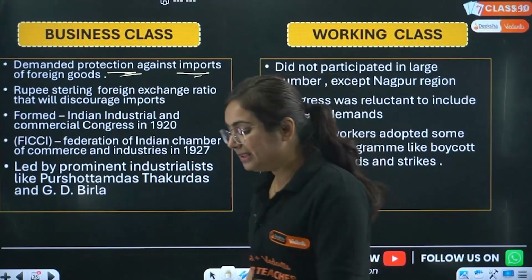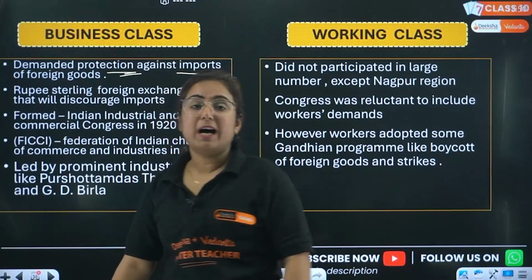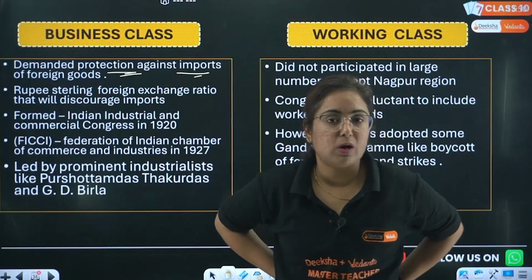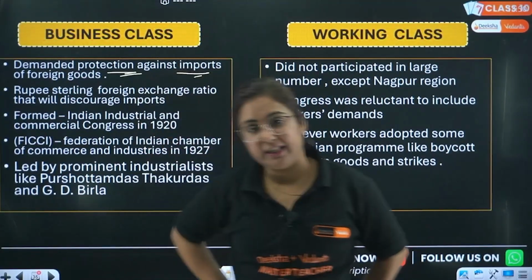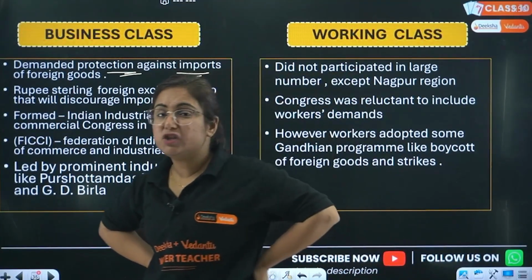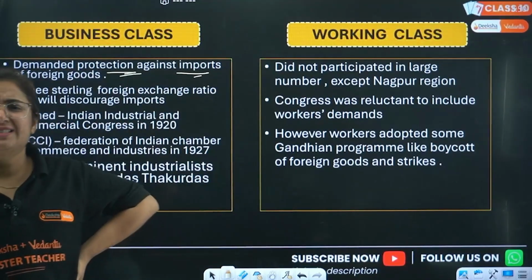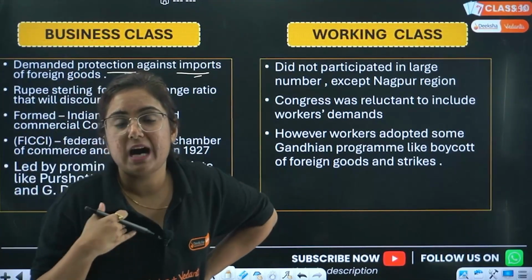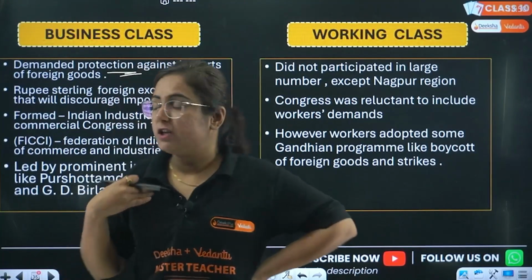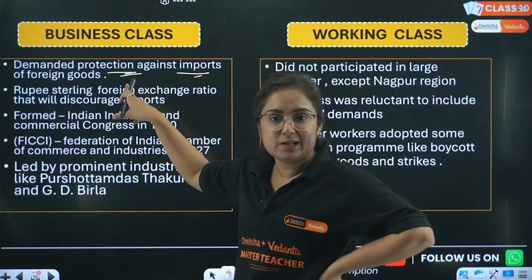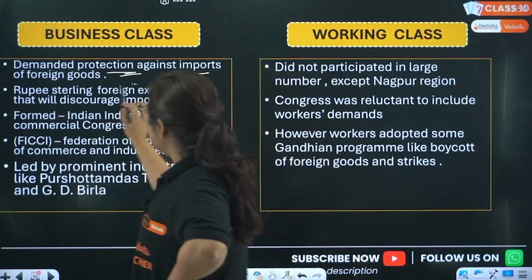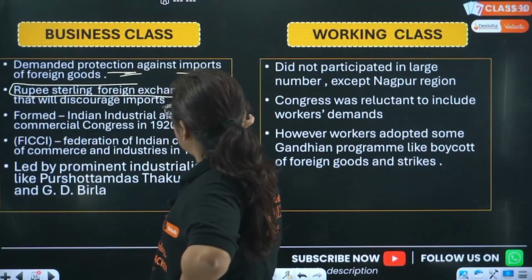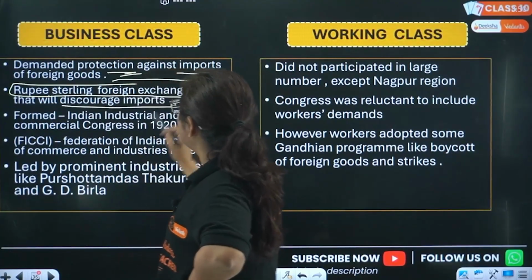Obviously, what happened? These business class are the people who are making the products in India. Who are making what, beta? The products in India. Now, what is happening? They are being challenged by the imports of foreign goods, the cheap foreign goods that are made possible only because we are giving them the raw products. So, if this competition is affecting their business, okay, the rupee sterling foreign exchange ratio that will discourage imports.